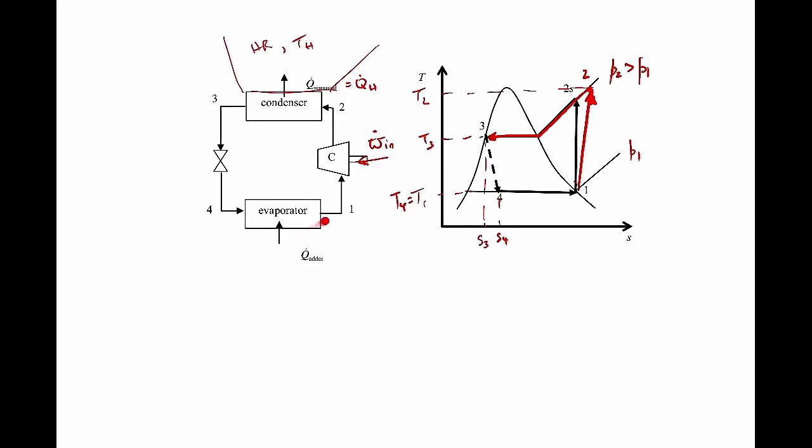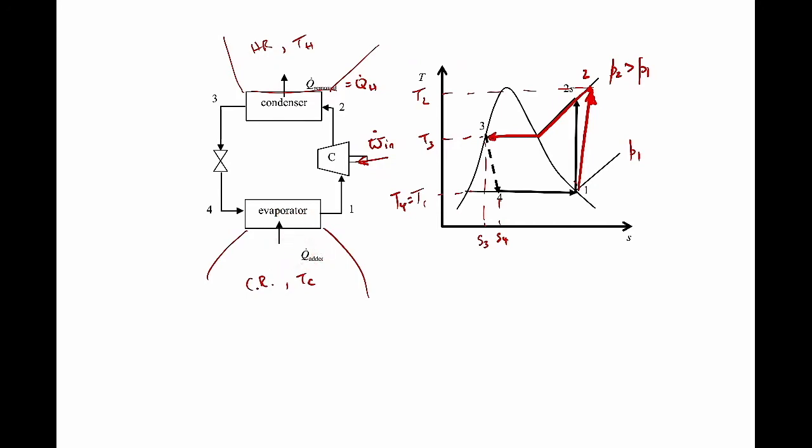The evaporator is where we pull energy from the cold reservoir. So here's the cold reservoir, and it has an absolute temperature of TC. So this is where we're pulling energy in from the cold reservoir into the working fluid.